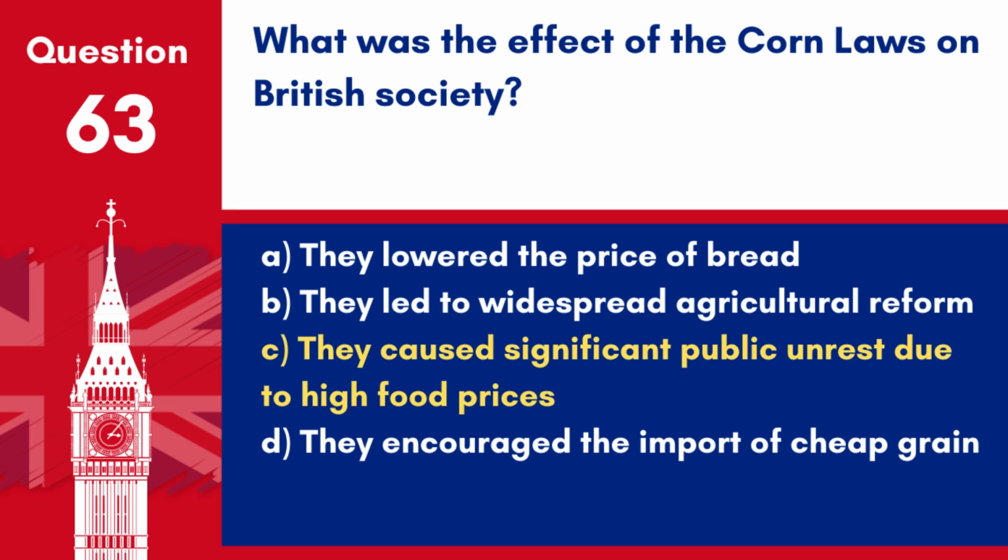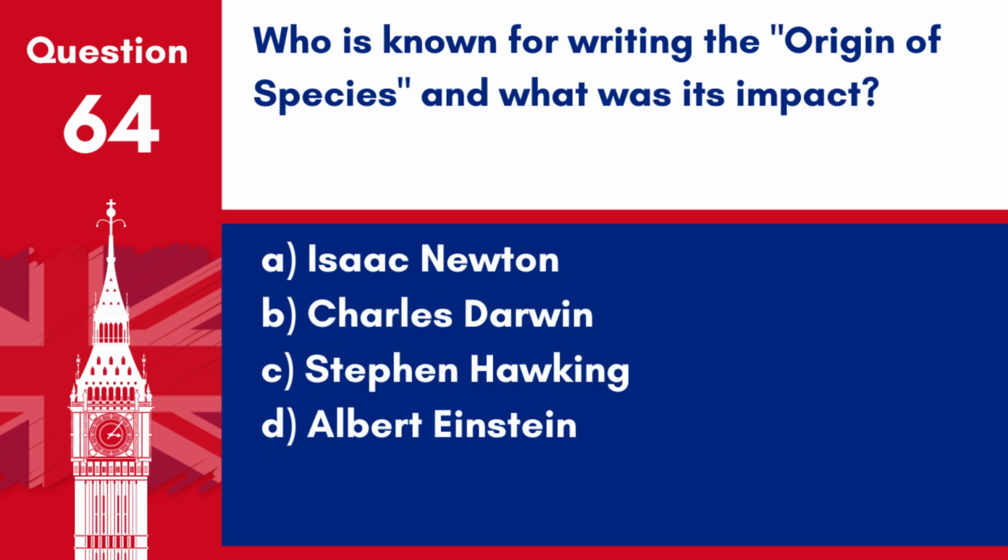Answer: C. They caused significant public unrest due to high food prices. The Corn Laws, which imposed restrictions on imported grain, led to high food prices and significant public unrest, culminating in their repeal in 1846.